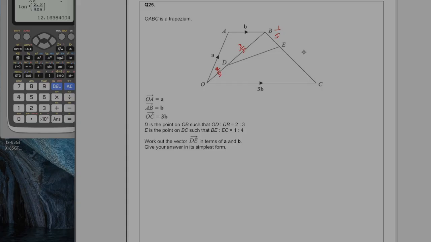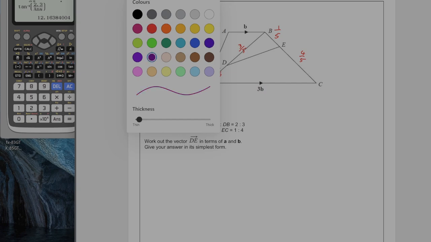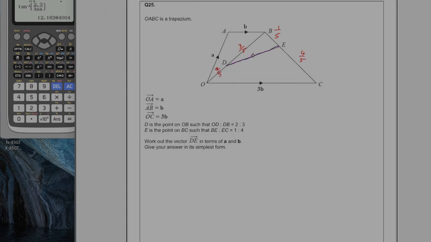E to C is 4/5 of that length. Right, write out the vector D to E. So we want the vector of D to E, so we want this vector here. Right, so my root for that, the ones that I'm going to work out first of all, is O to B. So O to B is going to be equal to a plus b. So actually D to B is going to be equal to 3/5 of that.